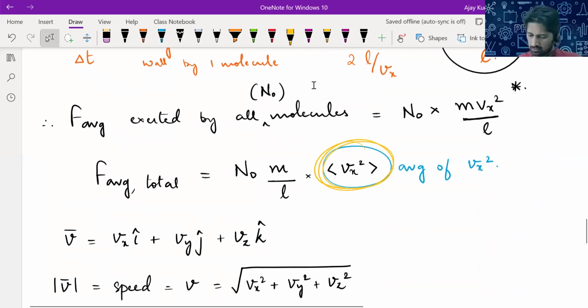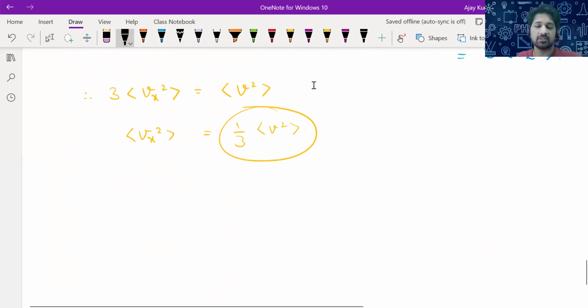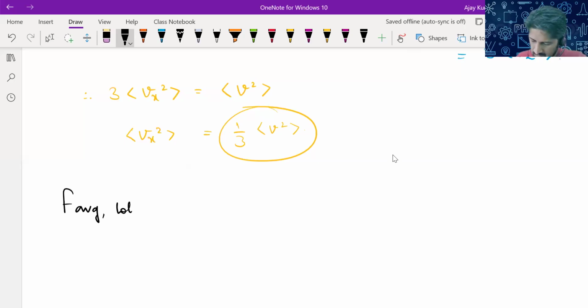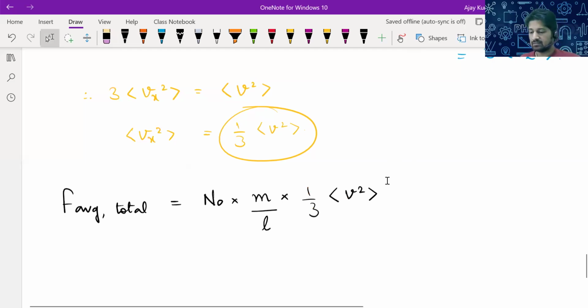So going back to what we wanted to derive, basically, we wanted to derive an expression for pressure, or a relation between pressure and speed. So we can say that the total average force experienced by one wall of the container is number of molecules multiplied with mass of each molecule multiplied with, we had average of Vx square, I'll now write this as 1/3 the average of V square, divided by L. This is the total average force experienced by the wall of the container.